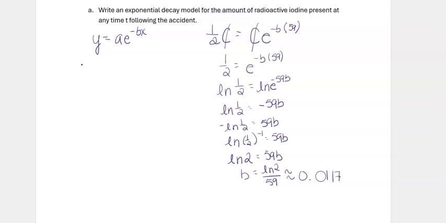So if I take that number and put it into my exponential decay model, then I can get an equation that will tell me the amount of radioactive iodine present at any time t following the accident. So that's going to be y equals, instead of a, I'm going to put c, because c is the original amount of iodine, times e raised to the negative b, which is negative 0.0117 times time. That gives me my general equation that I can use in Part B.